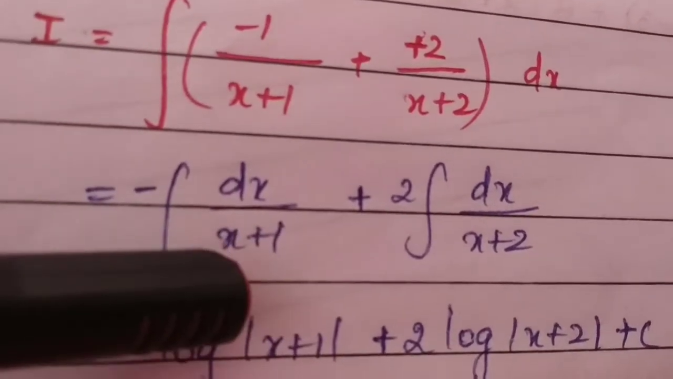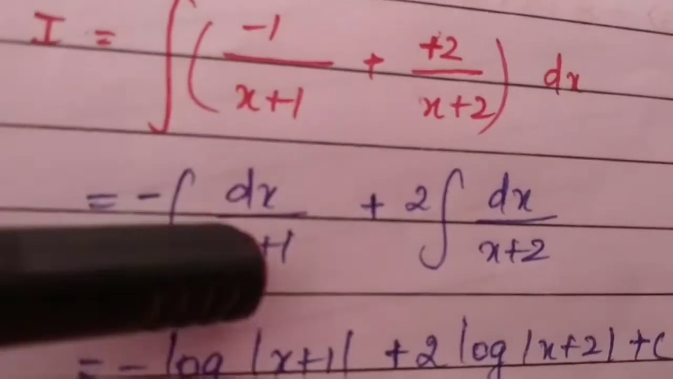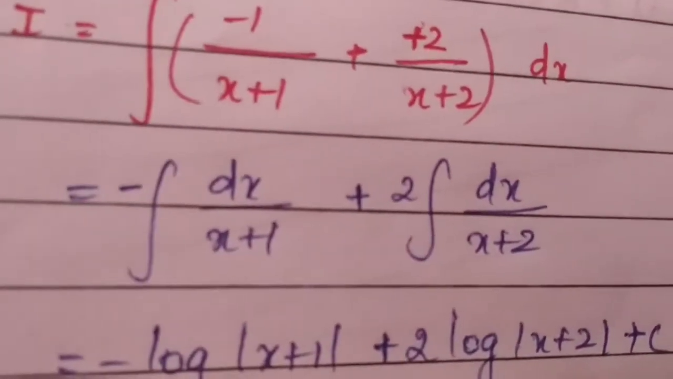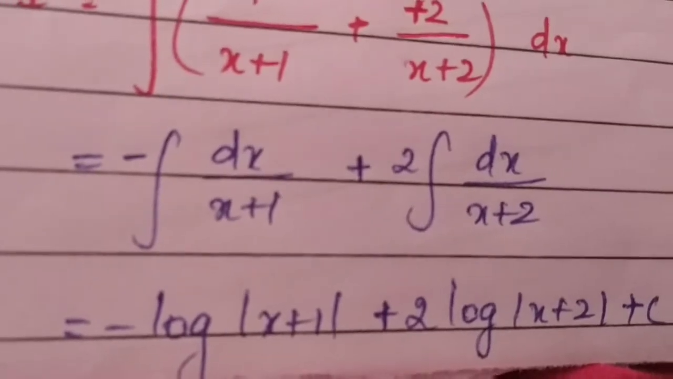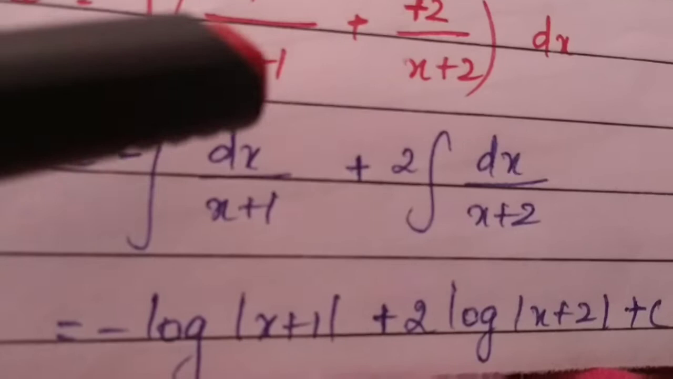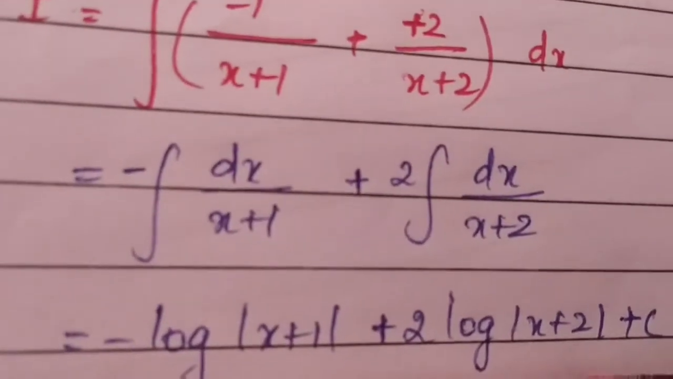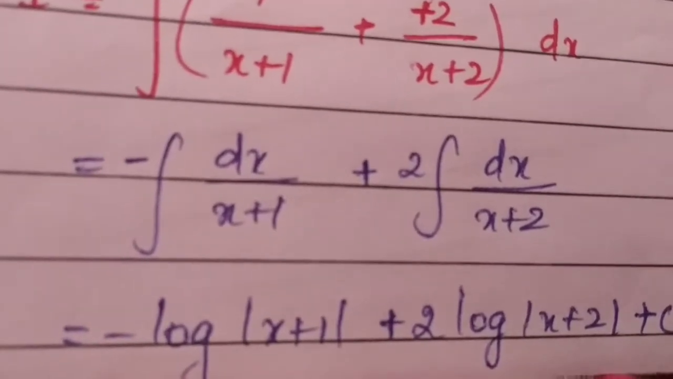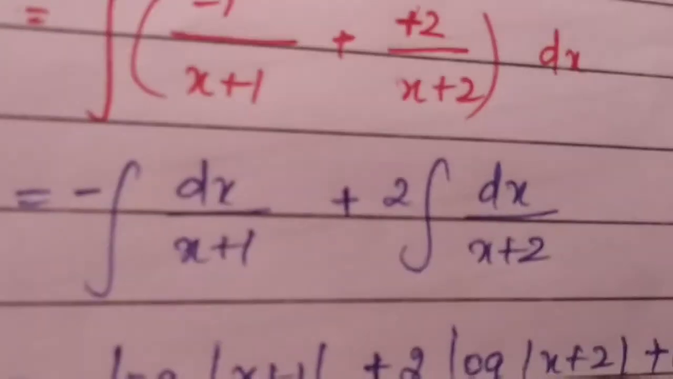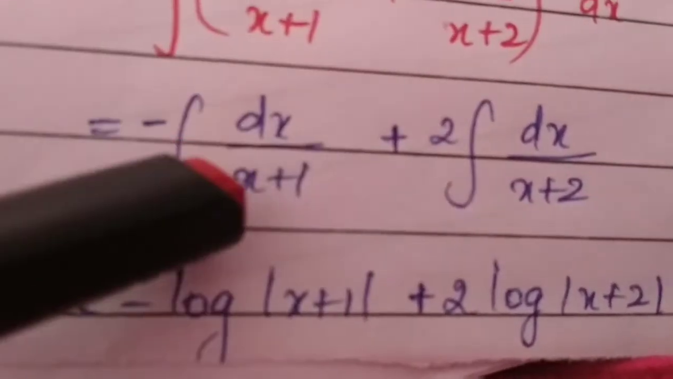When you take t to be x plus 1, dt will be dx. Therefore, dt divided by t is nothing but log t, and log t is nothing but log of x plus 1. If you couldn't understand, rewind and then see. Therefore, the integral of dx by x is nothing but log of modulus x. If you have a coefficient of 1 for x, then you can write it as log of modulus of any linear expression.